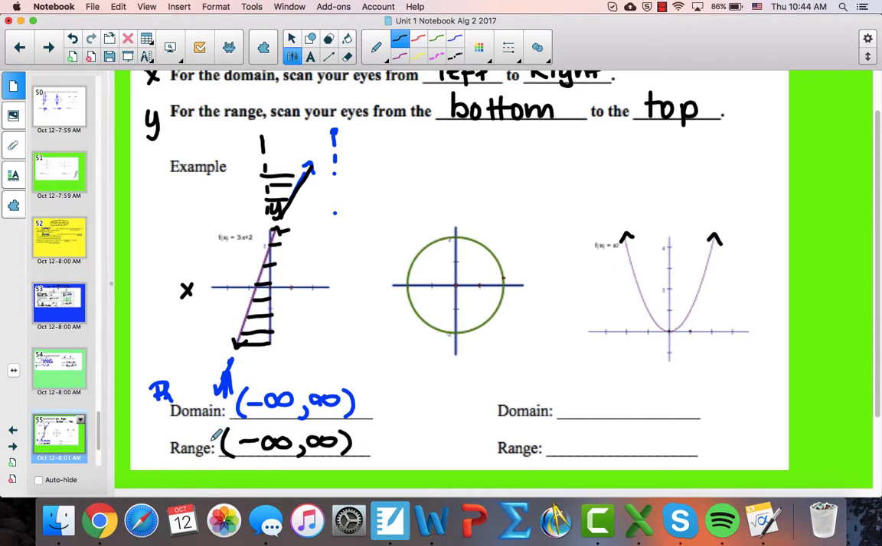Okay? The good news is all linear functions are going to have those same domain and ranges. It's going to always be negative infinity to infinity.